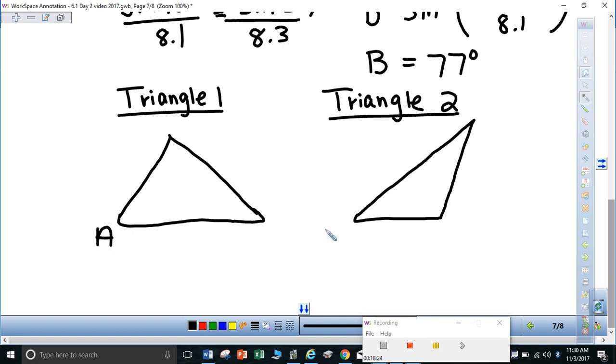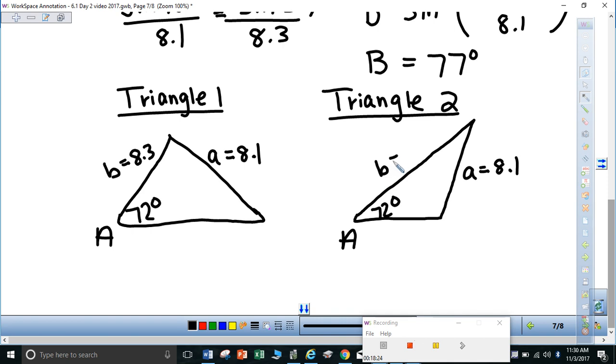So what's the same about the two triangles is that angle A, the given angle of 72 degrees, is the same. The given side length of side A is the same. And then the given side length of side B is the same. So those are the only numbers that are the same for the two triangles. All of the other measurements are going to be different.